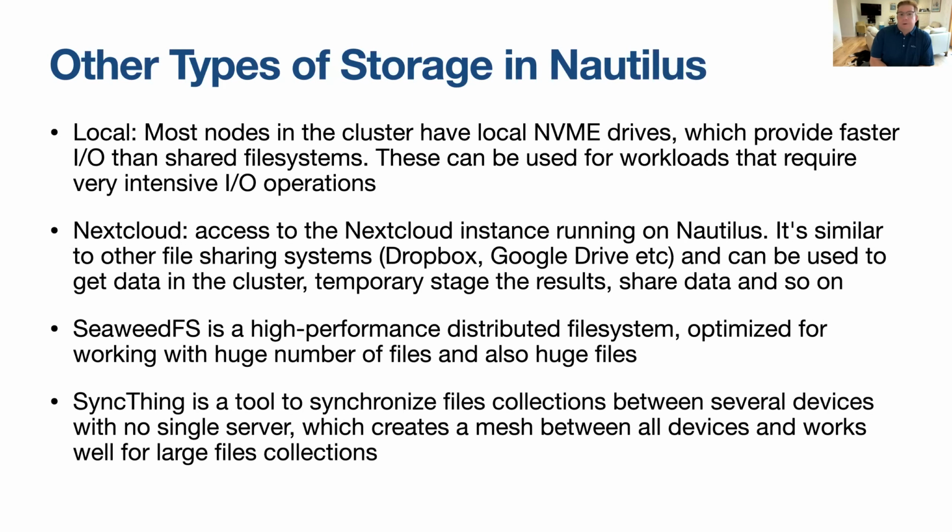There are other types of storage in Nautilus. First, there's the local storage. Most nodes in the cluster have local NVMe drives, which provide fast I/O, faster than the file systems. These can be used for workloads that require very intensive I/O operations. So you might specify that you want to use local storage. In that case, your pod would fetch the data from your persistent volume claim, load it into local storage, and then operate on it from there.